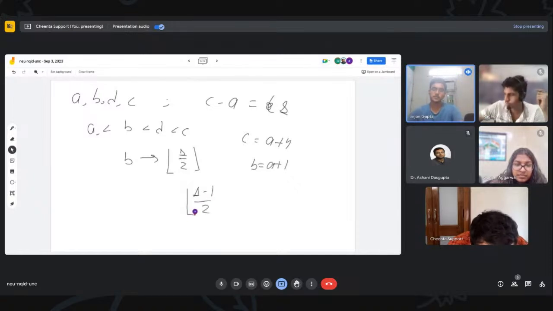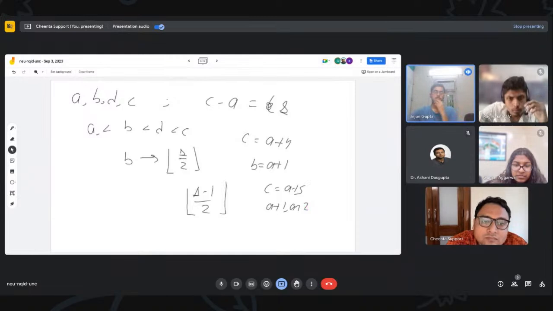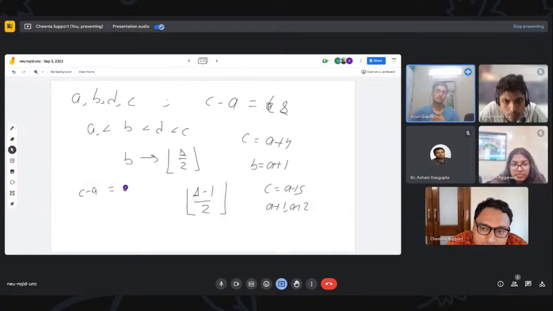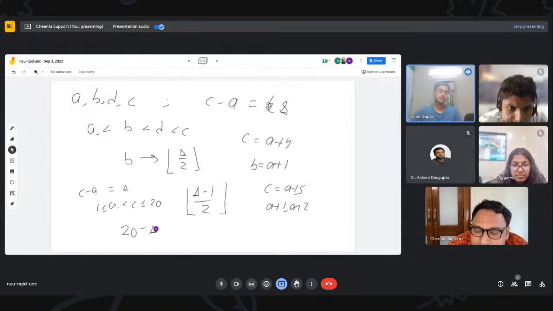So then B can be A plus 1. And if C is equal to A plus 5, then B can be A plus 1 or A plus 2. Okay, so now if we count the number of possible solutions to C minus A equal to S, where 1 is less than or equal to A, C is less than or equal to 20, we get the number of such solutions is 20 minus S because A can take these many values.